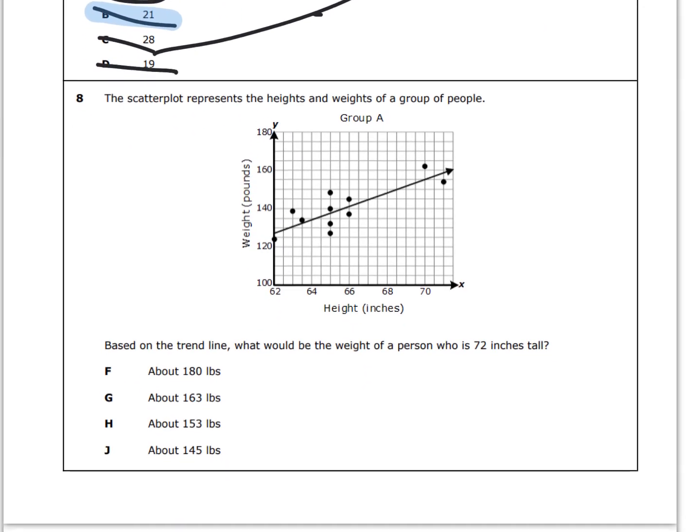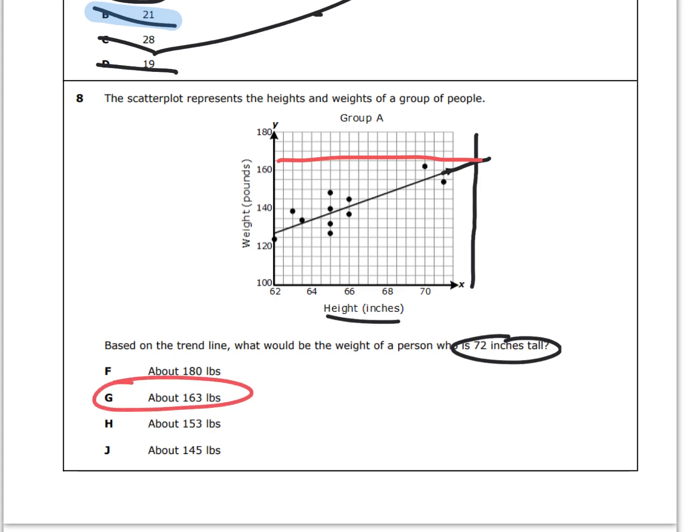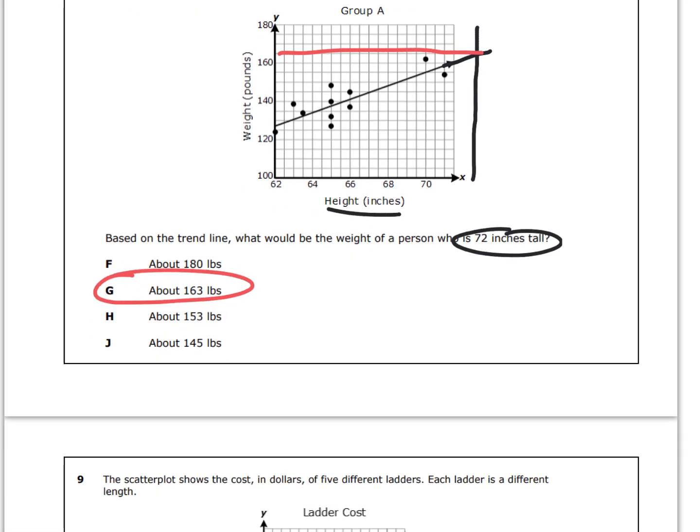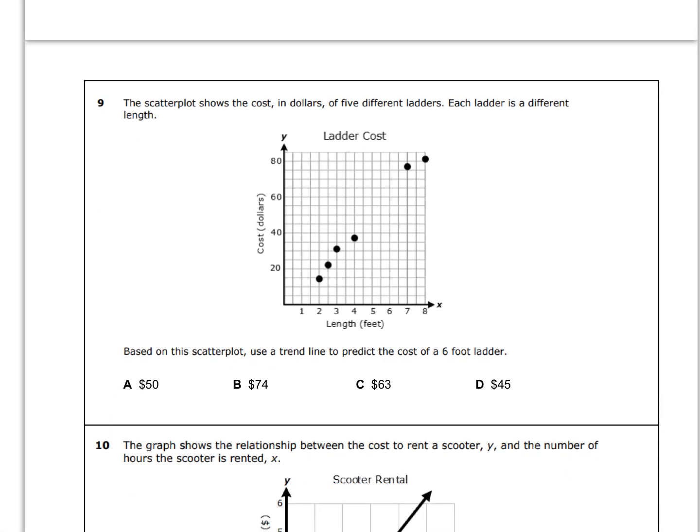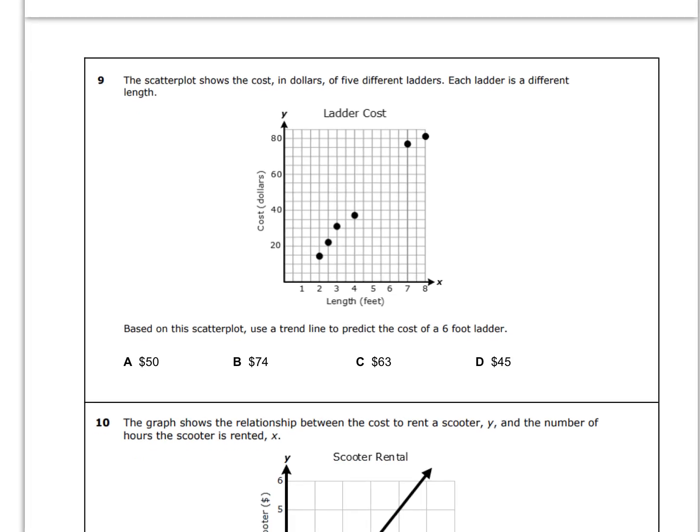Okay, and so we have a similar problem here. The scatterplot represents the heights and weights of groups of people, and it wants to know at 72 inches tall. So once again, height in inches is down here, but 72 is off the grid. 72 is up here, so I'm going to have to make my own line. When I do that and go over from there, it's slightly above 160, which puts me at G, 163. Remember, if I'm going a little too fast, you can always reduce the speed in the YouTube video, or you can pause and rewind.